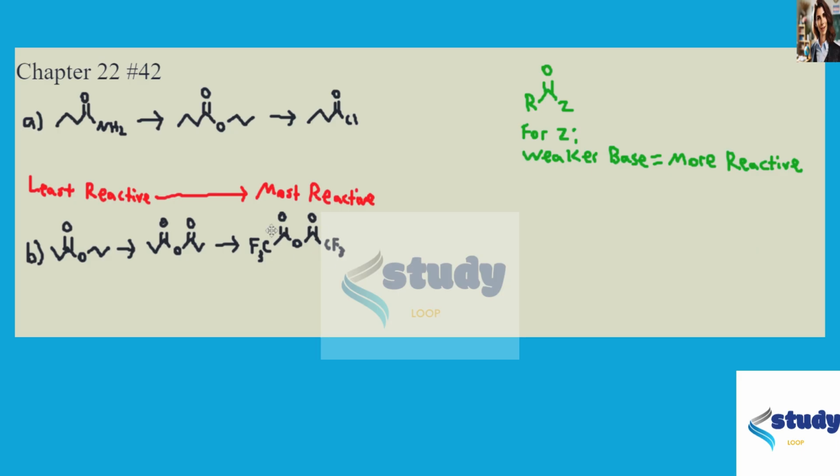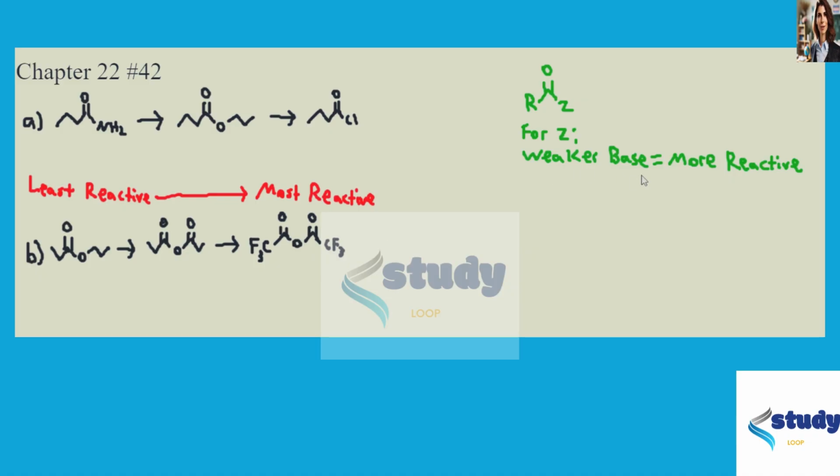And then lastly, we have this trifluoroacetic anhydride. And again, you might just look at this and know that this is going to be super reactive, or you can look at this and say, okay, well, half of this anhydride would be the conjugate base of trifluoroacetic acid, which is a ridiculously strong acid. And so its conjugate base is super weak.